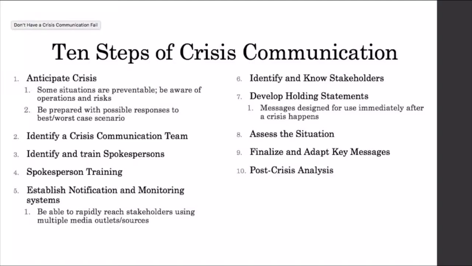Step 2 would be to identify a crisis communication team, train those spokespeople, make sure they get the necessary training to handle a scandal if necessary, establish notification and monitoring systems, and be able to rapidly reach out to stakeholders using multiple media outlets and sources. And step number 6, to identify and know who your stakeholders are so you can be in touch with them.